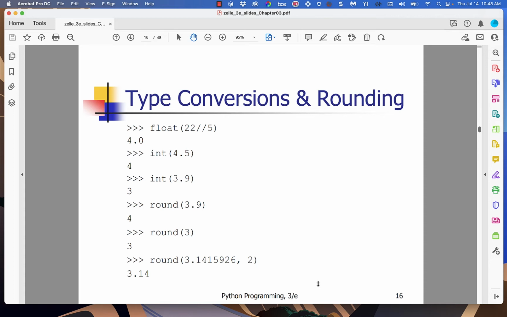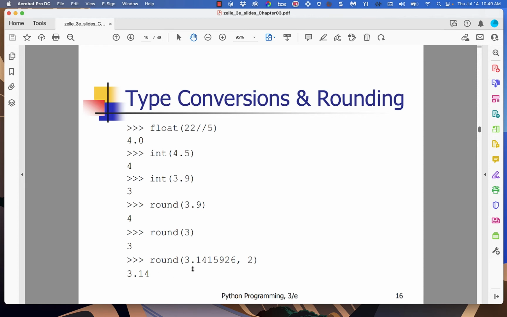Let's see what we've got. Well, we have examples of a lot of things. Okay, a float of 22 slash 5. So 22 slash 5 is going to give us 4.4. That's a decimal divide. But if we convert it to a float, it's going to be a 4.0. Int of 4.5 is 4. Int of 3.9, it's truncated again, 3. Round of 3.9 is going to be a 4. Round of 3 is going to be a 3.